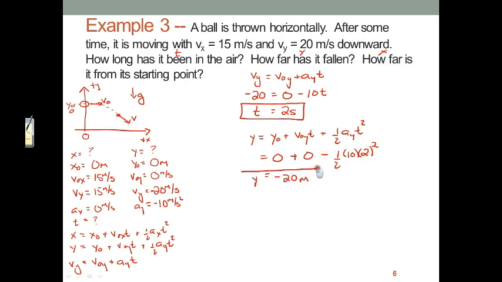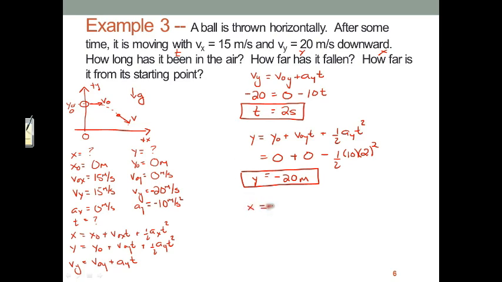Okay, what does that negative sign mean? Well, I defined up as positive. I let my initial position be 0, so the negative sign tells me that it has gone down 20 meters. All negative signs tell me is about direction.